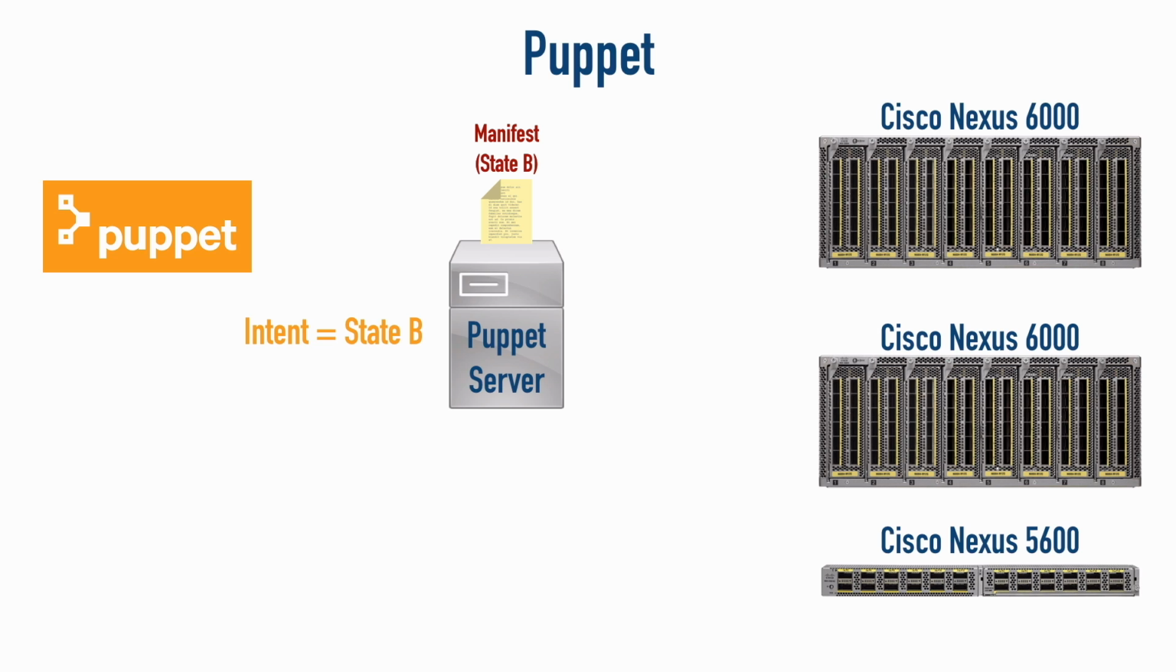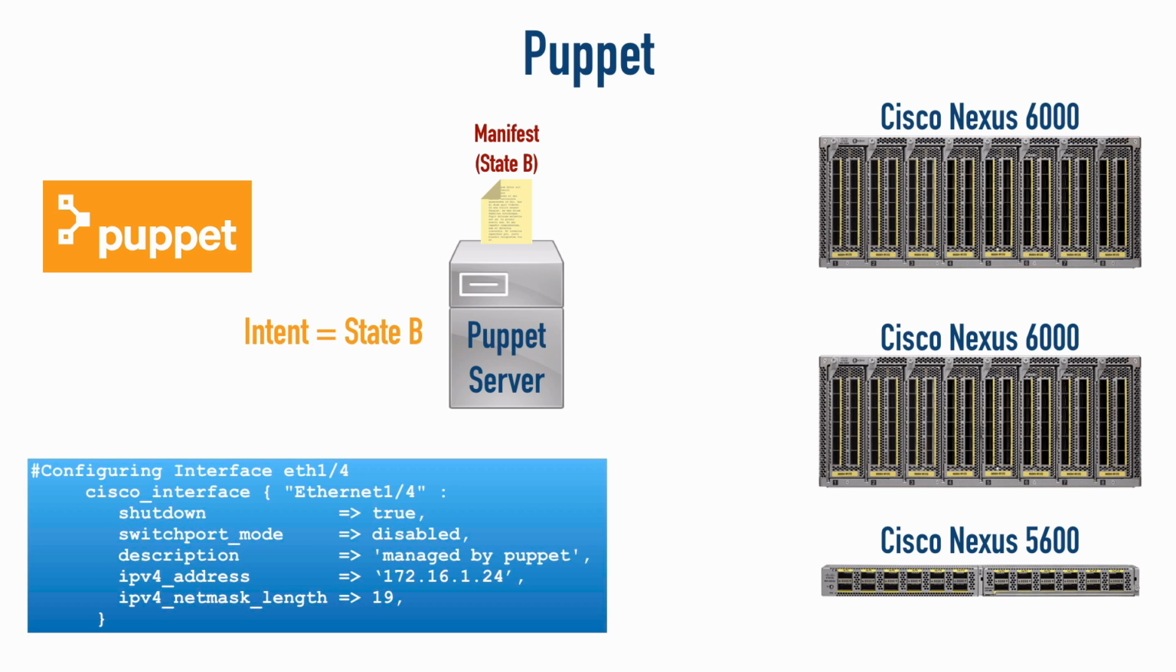And again, we don't need to worry about the syntax for the exam, but just to give you a simple example of what the configuration file might look like, even though we're not Ruby experts, I think we can read this pretty well. We see that we're configuring interface Ethernet 1/4. We see that it's currently shut down because shutdown is set to true. Switch port mode is disabled. In other words, it's set as a routed port. It's being managed by Puppet.